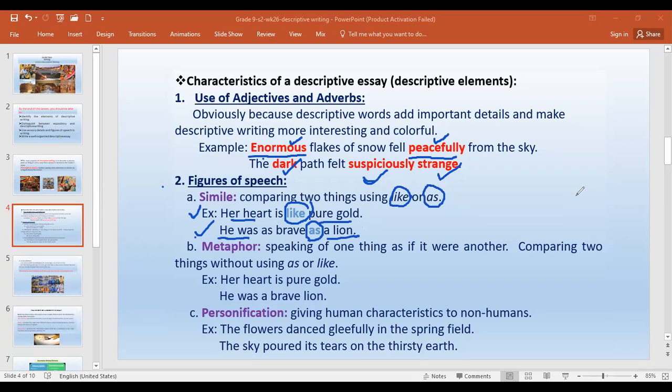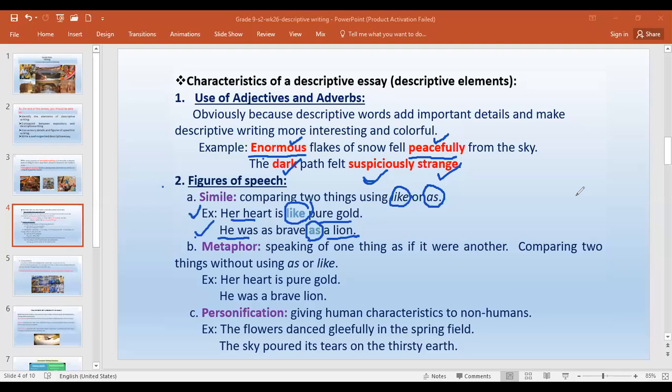I felt like she was like, can anyone give me a simile using like? Can I give you one? Yeah, of course. The face of this girl is like a moon. Okay, the face of the girl was like the moon. That's a good simile.